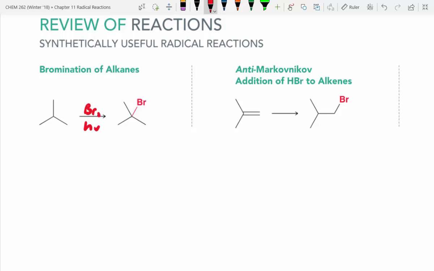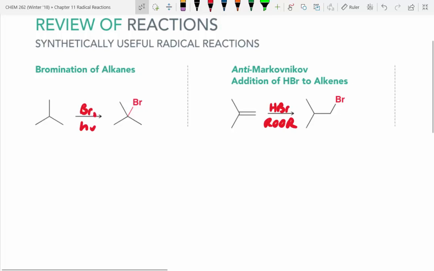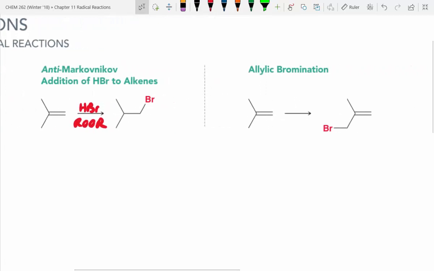All right, what about anti-Markovnikov addition of bromine to an alkene? HBr and peroxide. So this was actually a review of a chapter 9 reaction that we saw. And then last but not least, allylic bromination. What do we need? This is a special reagent. We can't use Br2. We said Br2 will do addition to the alkene, like we saw in chapter 9. NBS, exactly.